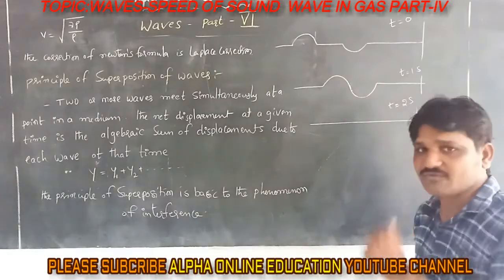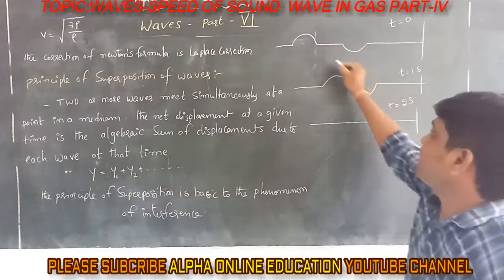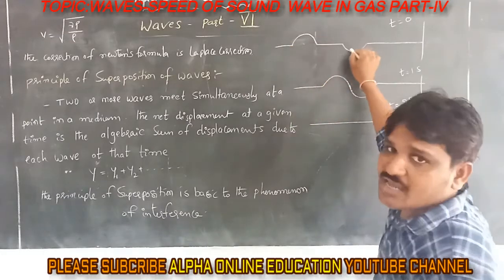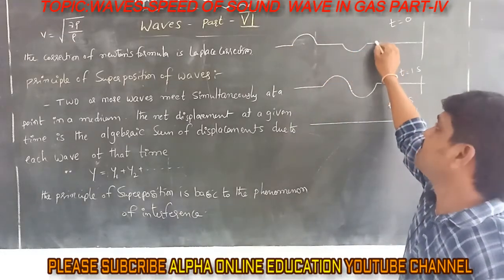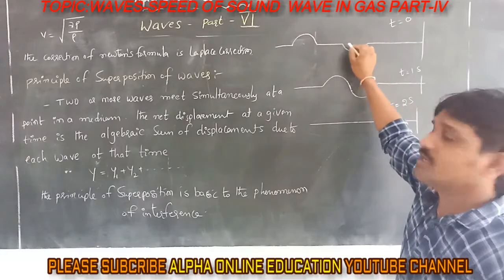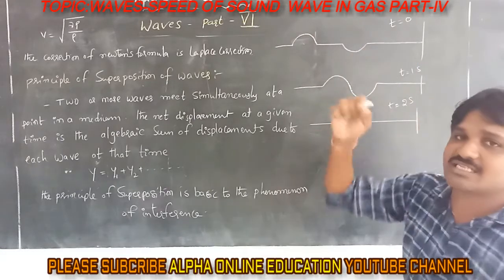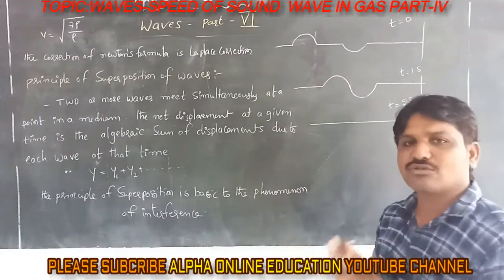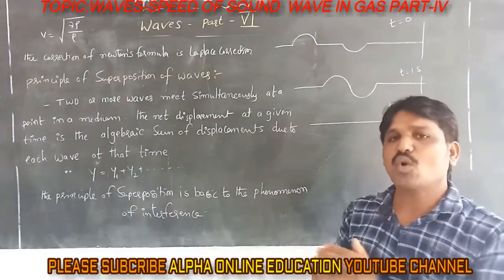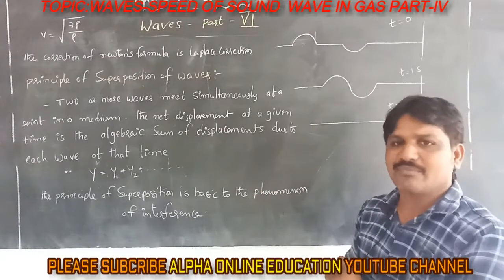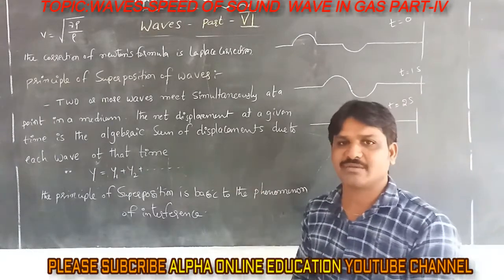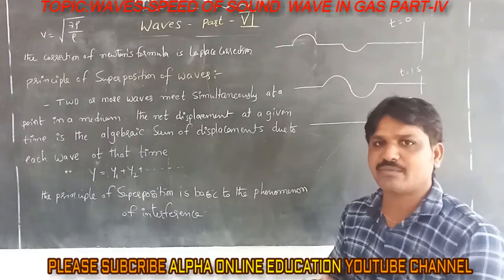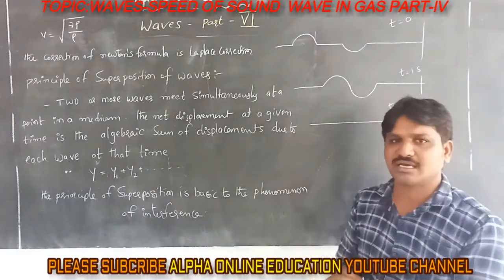For example, here a wave is traveling like this in a string, and in the opposite direction another wave is traveling. At time t equal to 0, the starting stage, each wave travels through the medium as if no other waves are present. They behave as if only that one wave is traveling in the medium.